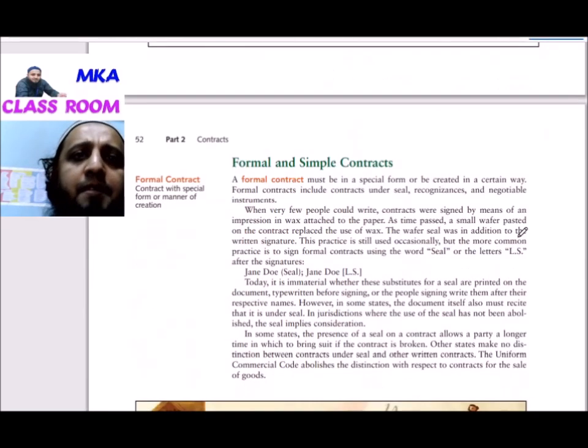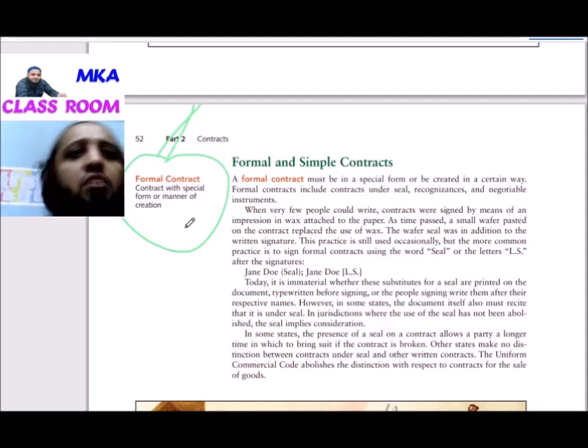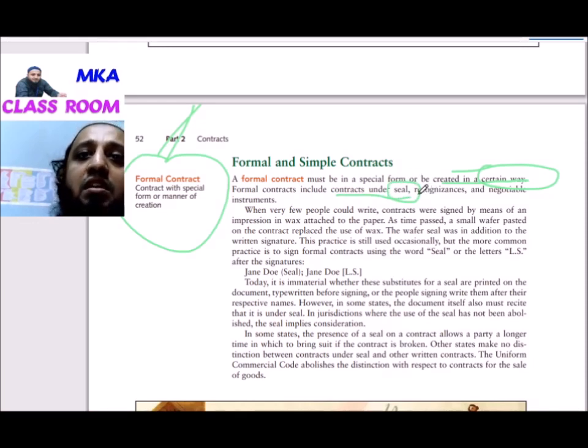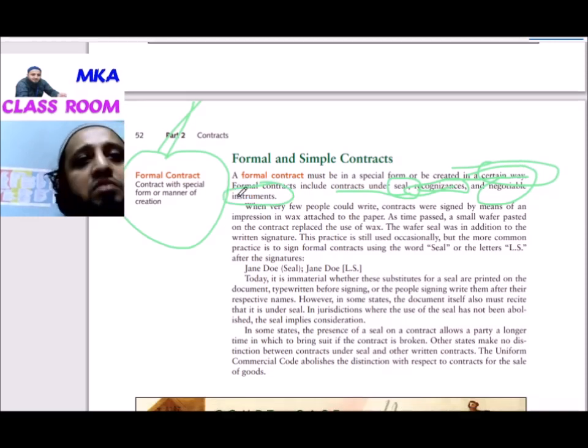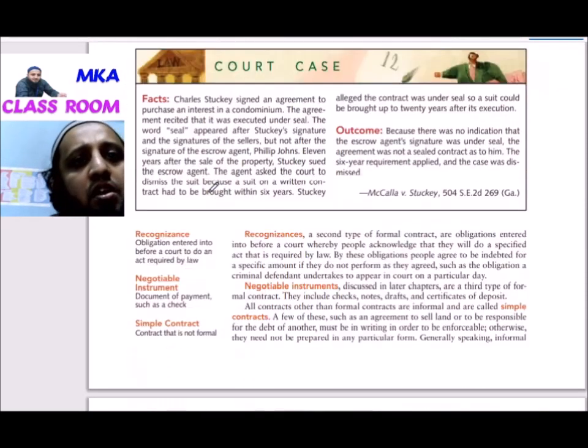Later on we will see formal and simple contracts. In this world most of the contracts are formal contracts. A contract with a special form or manner of creation is a formal contract. It is created in a special or certain way, and these include contracts under a seal, recognizances, and negotiable instruments. So that is the formal contract.